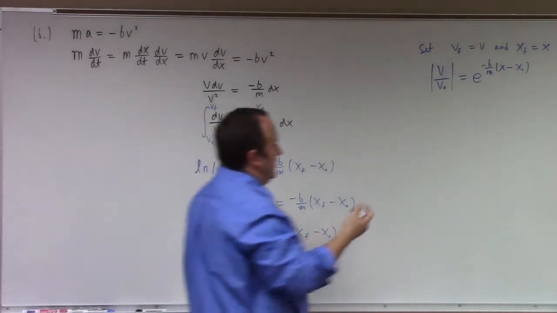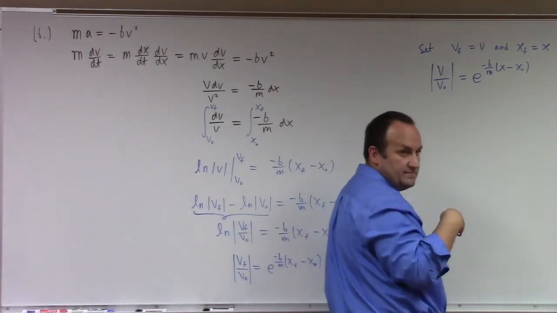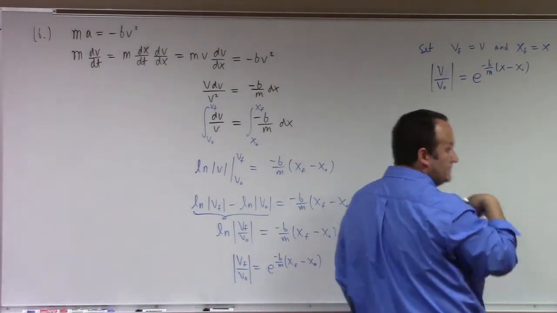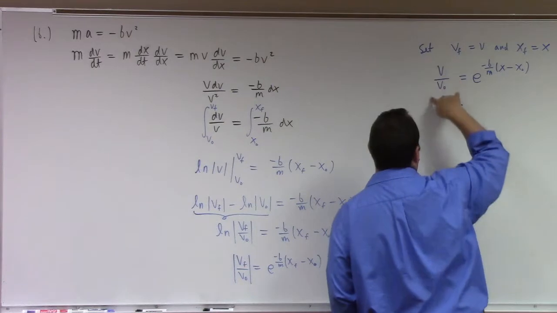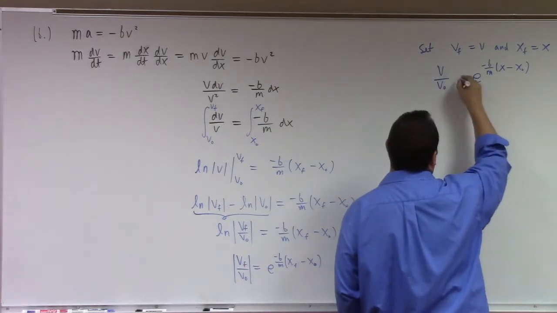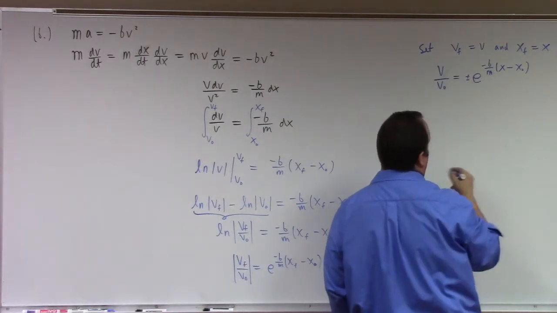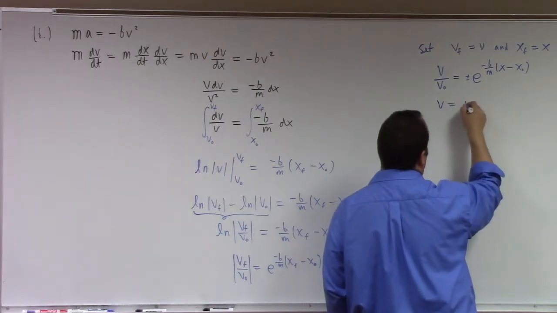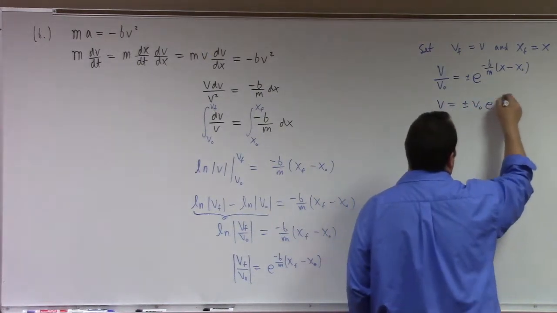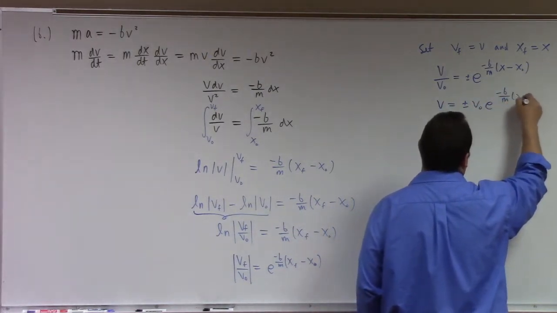Now, what's that say? I mean, we can erase the absolute value and do what? Put a plus or minus on one side or the other, yeah? Let's put it over there. Now let's think about that. So v is equal to plus or minus v naught e to the minus b over m times x minus x naught.